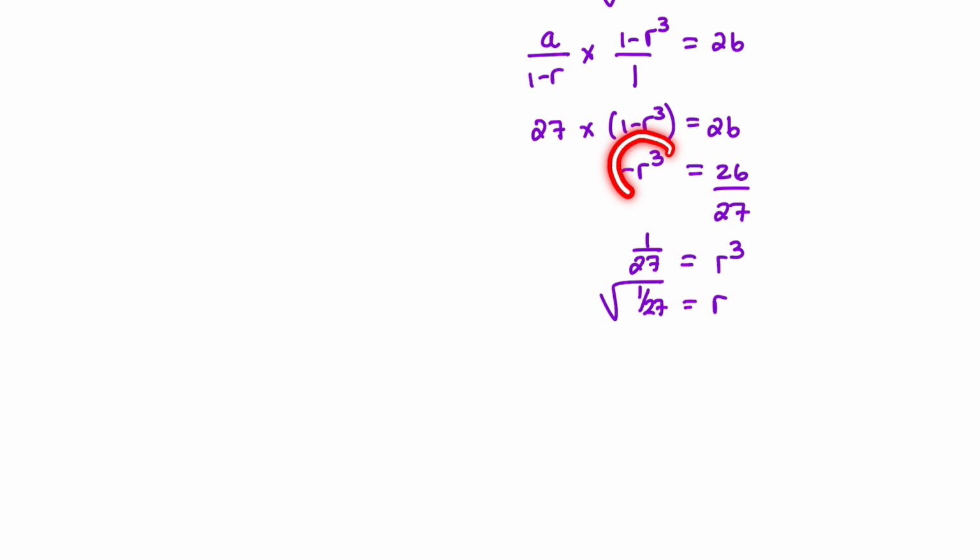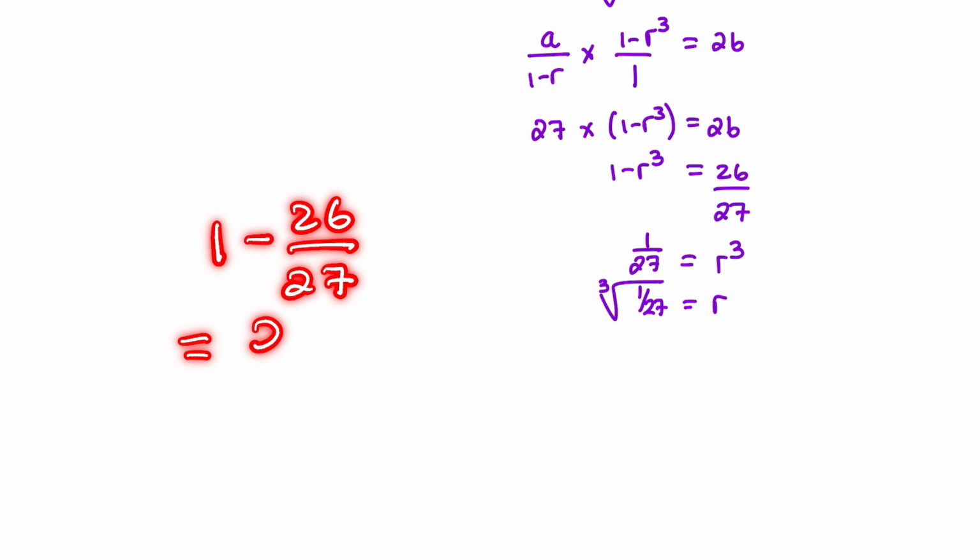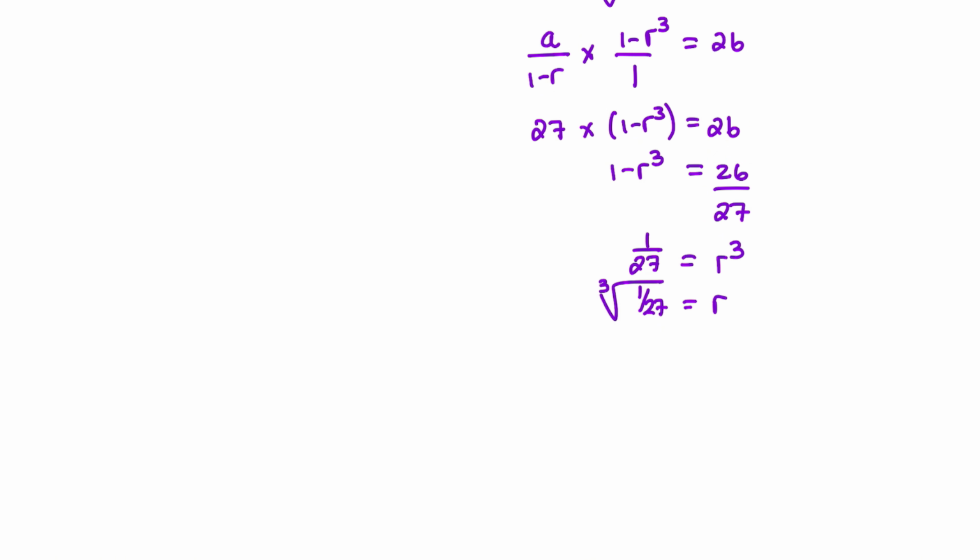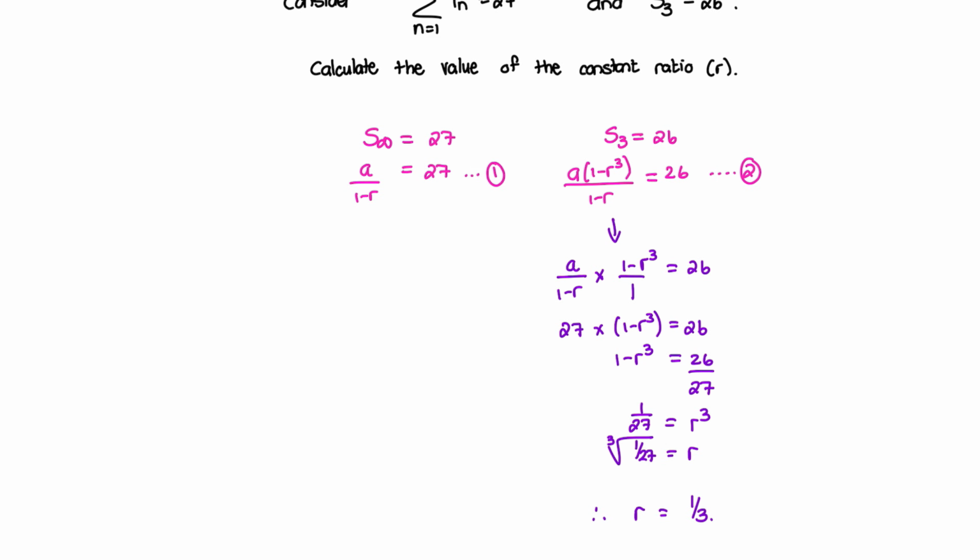Now I'll move negative r cubed to the right hand side, and that becomes r cubed. And I move 26 over 27 to the left hand side. So I have 1 minus 26 over 27, and that's the same as saying 27 over 27 minus that fraction, and that simplifies to 1 over 27. So in order to find r, I can take the cube root of 1 over 27, and that means that r is equal to 1/3. So the constant ratio for this pattern is 1/3.